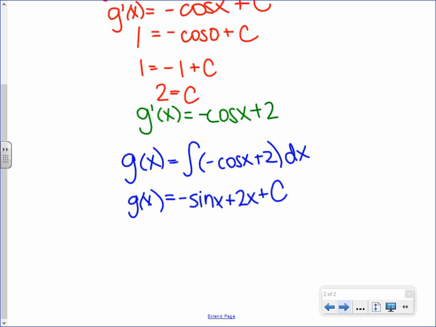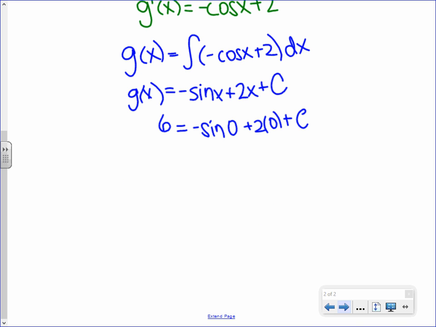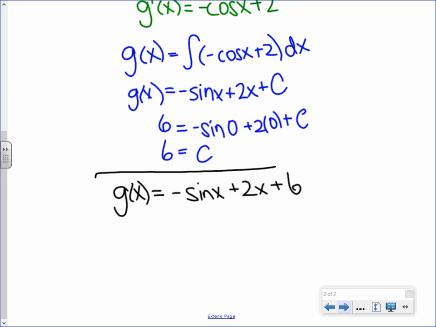I gave you the initial condition that when x is 0, our function value was 6. What's the sine of 0? So C is 6. So yes, Trevor, g of x is negative sine of x plus 2x plus 6.